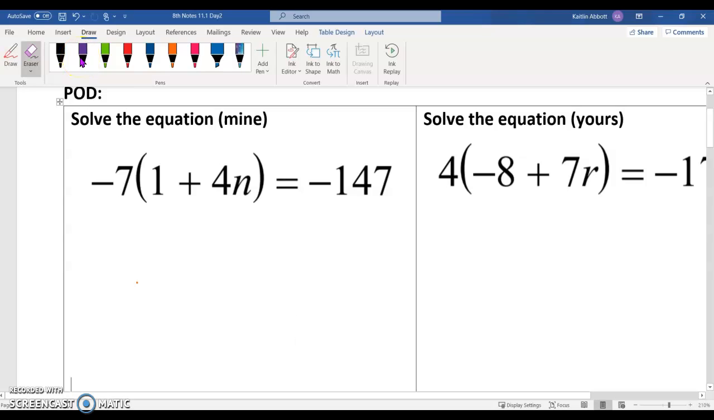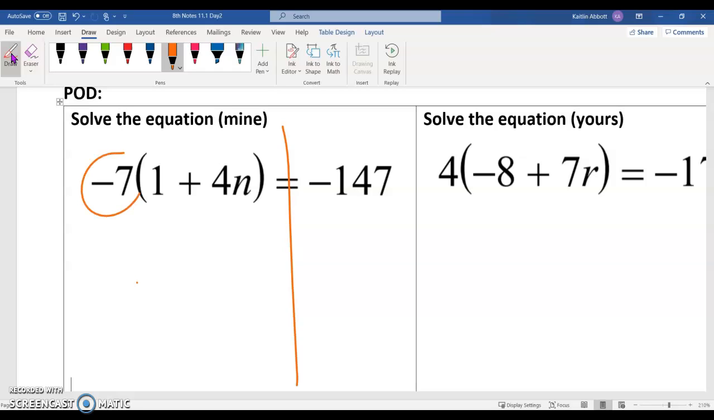Here's your problem today. We're going to cut our problem right down the middle. We are going to distribute that -7 to both terms on the inside. So -7 times 1 gives me -7, and -7 times +4 gives me -28n equals -147.